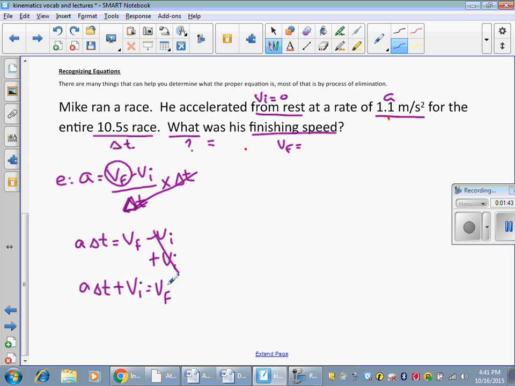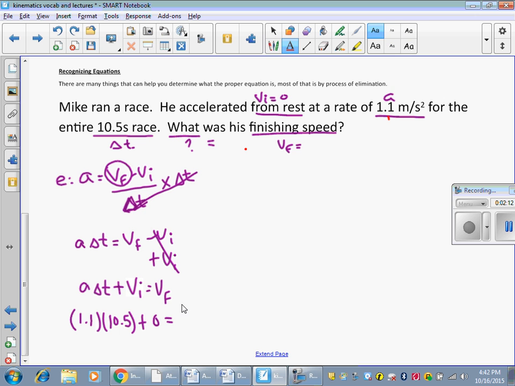Okay, now, since I've solved for v final, now I want to plug in my numbers. This is the way that you make sure you divide and add everything correctly. I like this. Okay, so A, what was my A? 1.1. Multiply by change in t, which is 10.5. Add the initial, which is 0, which means I don't even need to put that in the calculator. In fact, if you have a 0, I would not put it in the calculator.